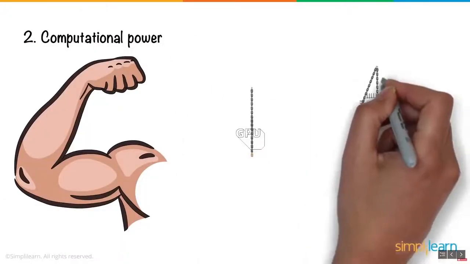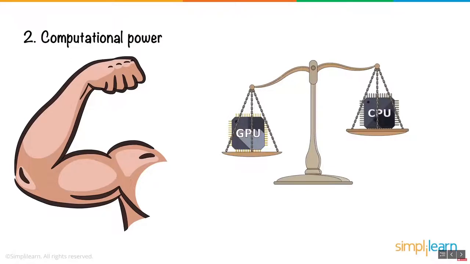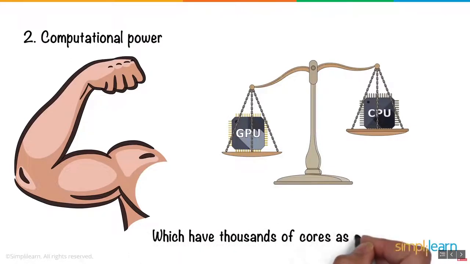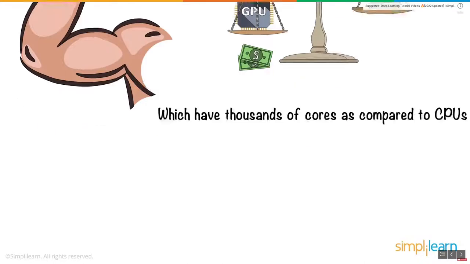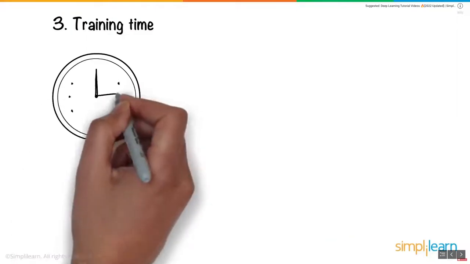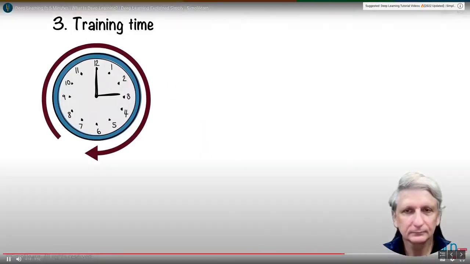Training a neural network requires graphical processing units, which have thousands of cores as compared to CPUs. And GPUs are, of course, more expensive. And finally, we come down to training time. Deep neural networks take hours.